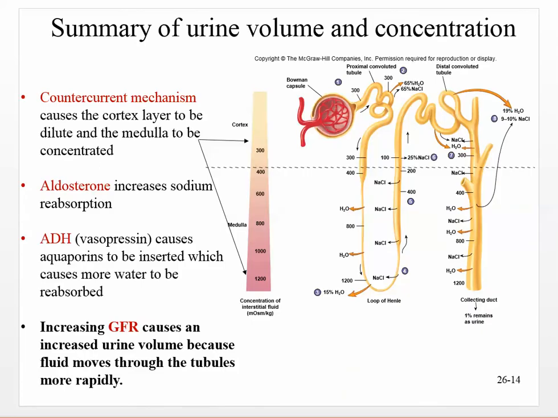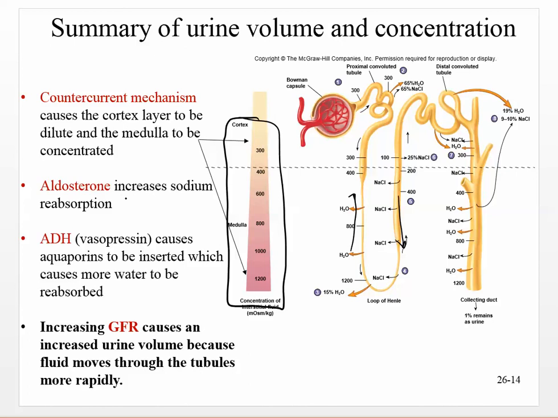So a summary of urine volumes and concentrations. So the countercurrent mechanism, we've gone over that several times. This opposite flow, water comes out on the left, salts come out on the right, or the descending water comes out, ascending sodium chloride and potassium come out. And then you have the counterflow of the vasa recta, or that capillary, that's sweeping the salts down and pushing the water up. Okay, and so that's going to cause this concentration gradient right here. So from 300, which is pretty dilute, to 1200, which is very concentrated.